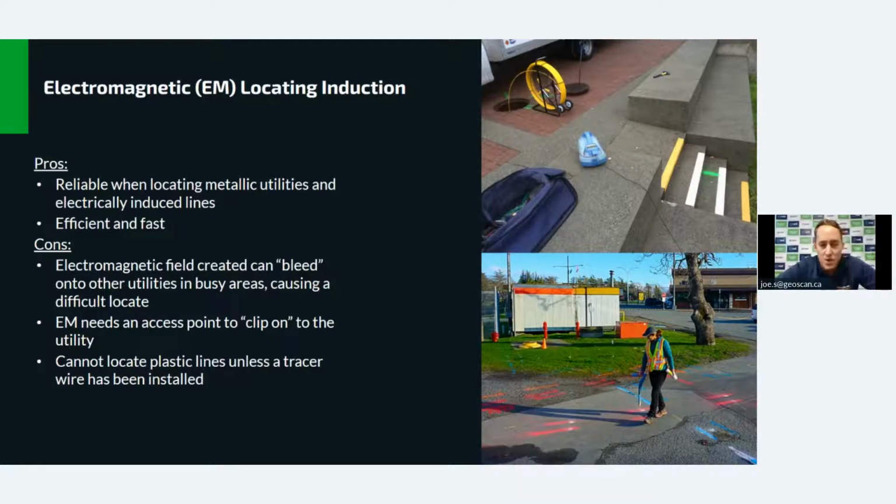Additionally, it's worth noting that the electromagnetic field can effectively bleed onto other utilities in busy areas. So much like water, the current will follow the path of least resistance. It'll jump to the most conductive material. So if you're locating one line and then there's another line in the same trench, you can get this bleeding that can occur, and therefore you can effectively end up tracing a line that you weren't intending to. And that again is where the skill and the experience of the operator comes in to recognize when those situations are occurring.